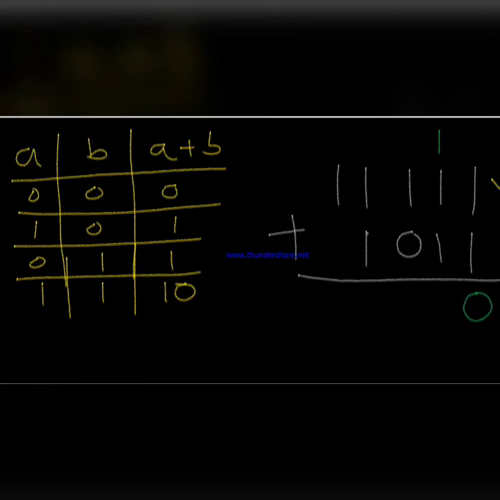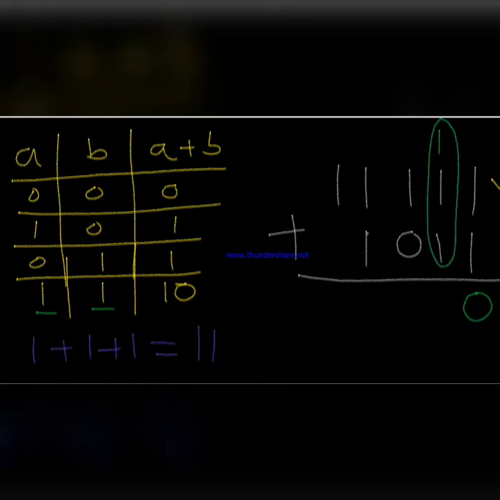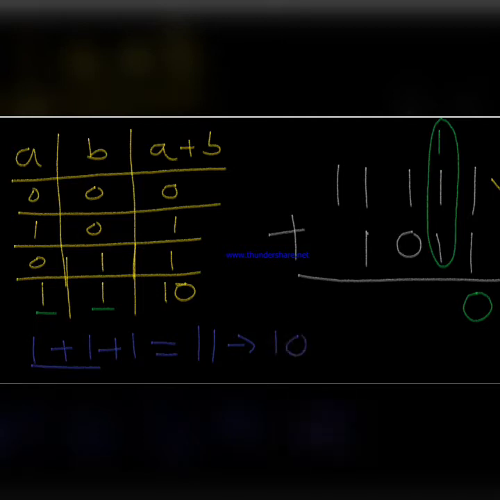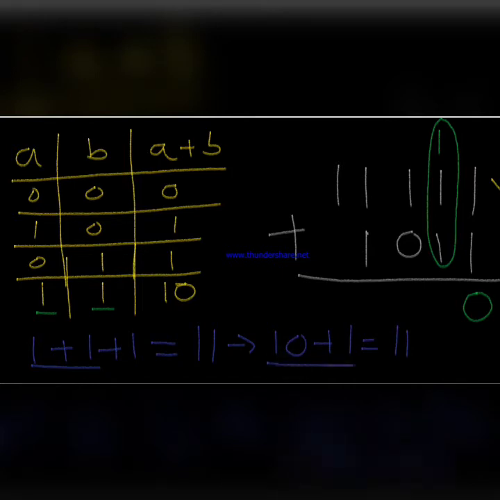Now, according to the table, we were adding only 2 digits at a time, like 1 plus 1 is equal to 10. But here, we have 3 digits now, 1 plus 1 plus 1. So, we should know what we have to do here. Binary doesn't have digits except 0 and 1. So, 1 plus 1 plus 1 will not be 3. It will be 11. You know that 1 plus 1 is 10. Plus 1 will be 11. This is how it works.